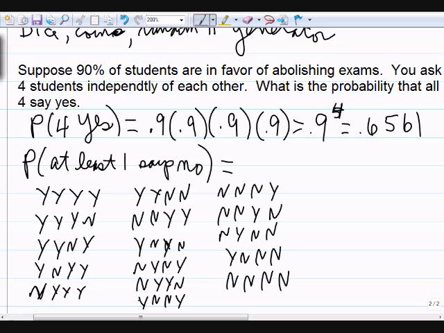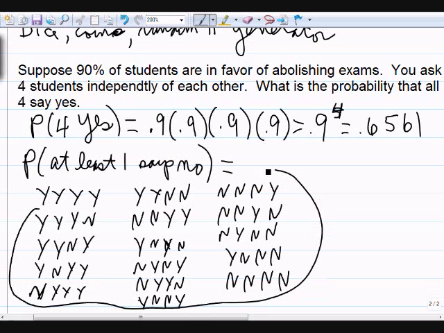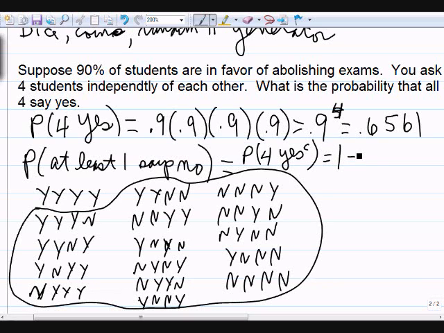All right, I want at least 1 saying no. That is all of these except the very first one, except all of them saying yes. Okay, so at least 1 no is the complement of all 4 saying yes. So we're going to use the little complement rule that we did a little bit ago. So the probability of at least 1 says no is the probability of the complement of 4 yeses. So that's 1 minus the probability of 4 yeses, which happens to be 0.3439.